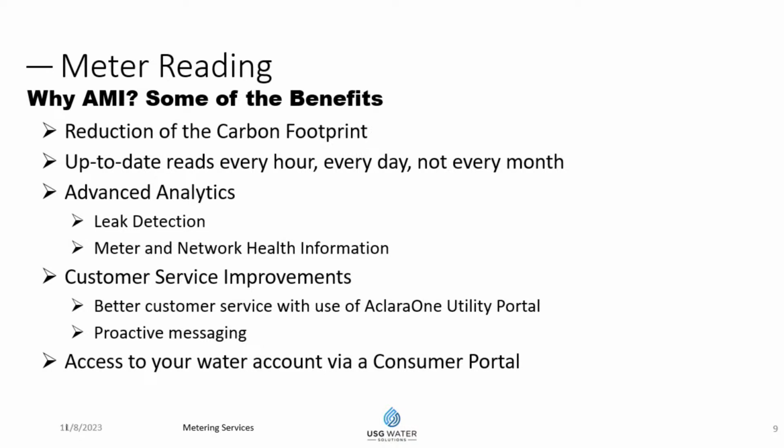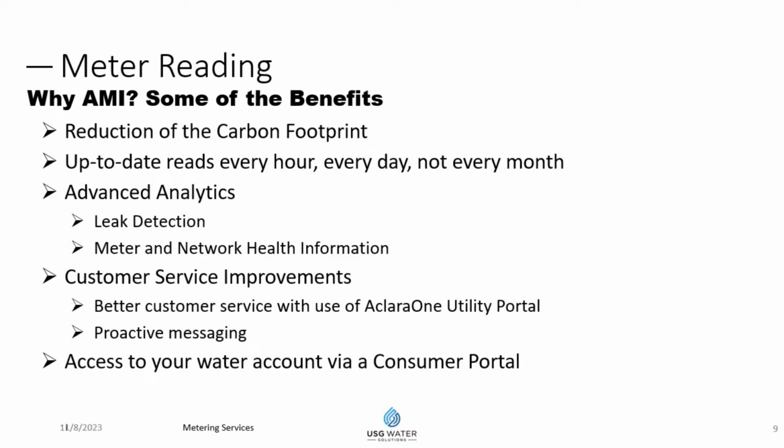Customer comes in to open an account or close an account. With AMR, you have to roll a truck out to that site to get a read off of that meter. So you either have a closing read if you're closing the account or a starting read when you're going to open an account. With AMI, they have that information up to an hour old so that they have that information right on hand. There's no need to roll a truck for that as well. Again, another way to reduce that carbon footprint.